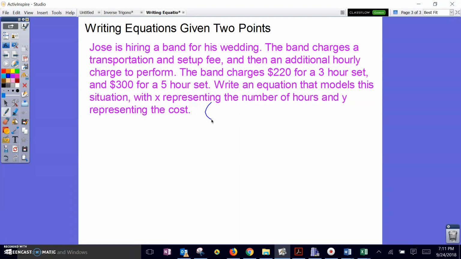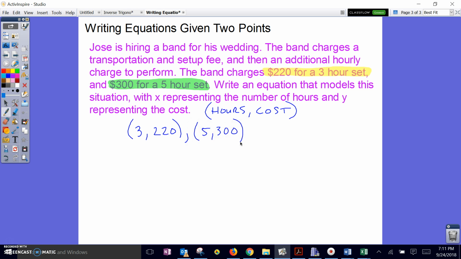So our ordered pair in this situation, x is the hours, y is the cost. So I can write ordered pairs based off of the two pieces of information that I have. Band charges $220 for a 3-hour set. That's the ordered pair 3, 220. And the band charges $300 for a 5-hour set. That's the ordered pair 5, 300. And now we can calculate the slope.